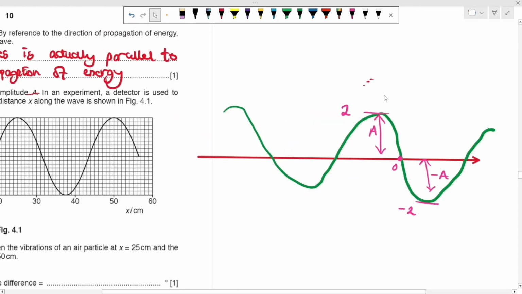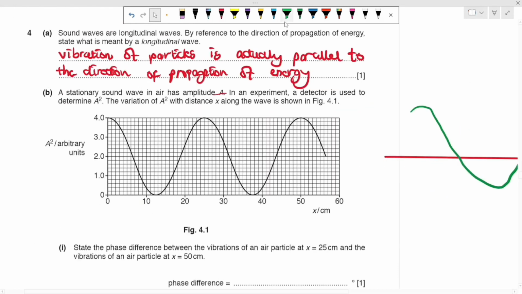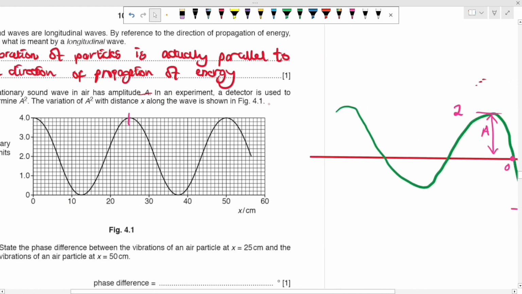Right? So if I'm looking at this graph, what it tells me is that wherever I have a 4 that's over here, on this graph, this is representing that 4. Because here it's going to be 2. And then if I go down and down to 0, this is actually 0. Then if I go up and up and up to negative 2, negative 2 squared is actually 4 again. So it means that from here to here is actually from crest to trough. Okay, I hope that makes sense.